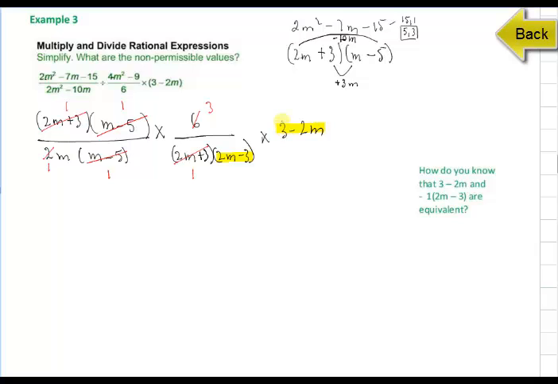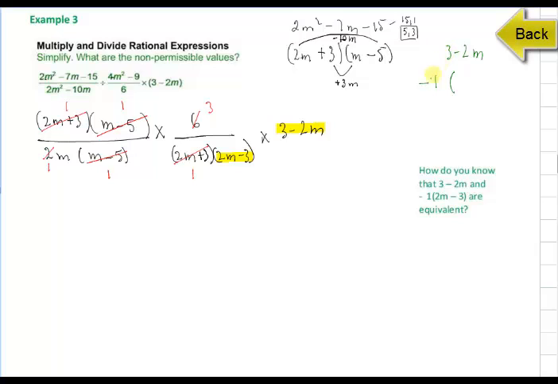Okay, so what you want to do is you want to factor out a negative 1 from the one in the numerator. So I'm going to take the negative 1 out of here, and I'll do that over on the side here. So I'm going to factor out a negative 1.